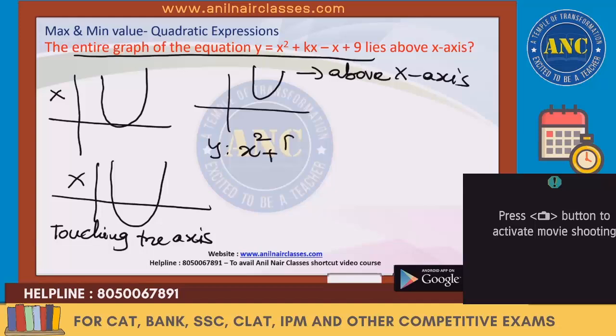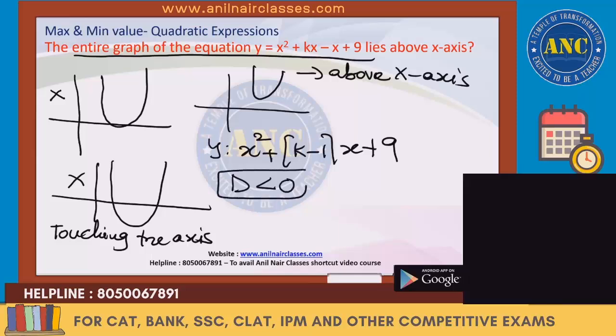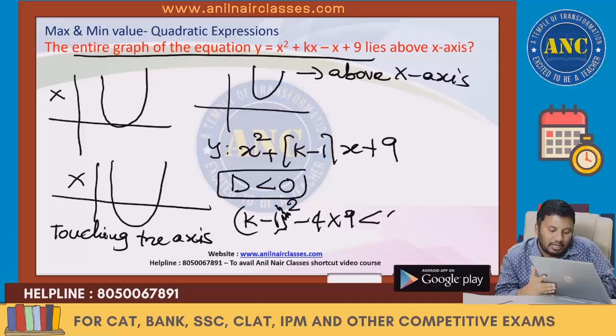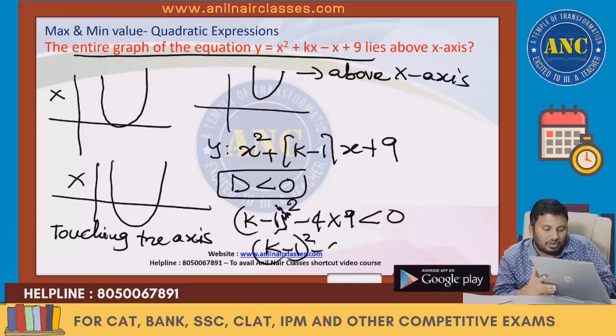This is x square plus (k minus 1) into x plus 9. The graph is going above the x-axis. Above the x-axis means D less than 0. Am I right? So D is nothing but (k minus 1) whole square minus 4 into 9, less than 0. This is (k minus 1) square minus 6 square less than 0.